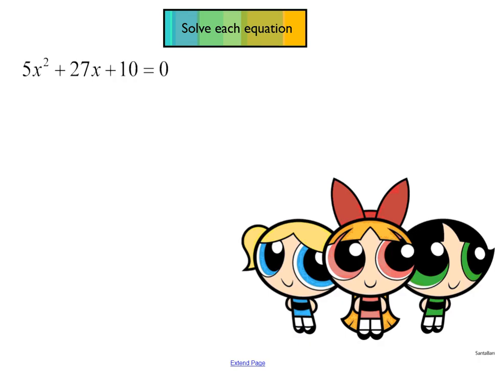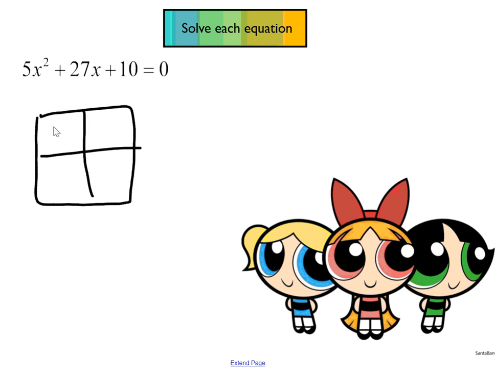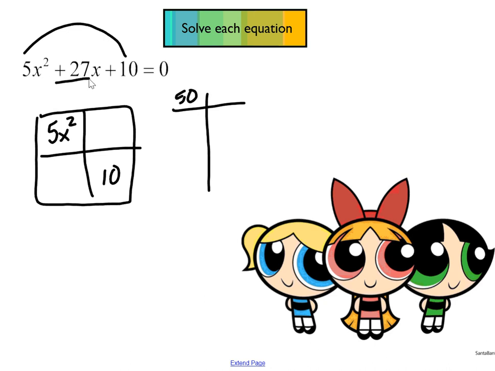So here's our first example. We're going to check for a GCF, which there is no GCF between 5, 27, and 10. So we're going to go ahead and start solving this problem. The first thing I'm going to do is make my box. I know I'm going to have 5x squared here. I'm going to have 10 here. I can go ahead and make my t-chart. In this case, I want it to multiply to 50, and I want it to add to 27.